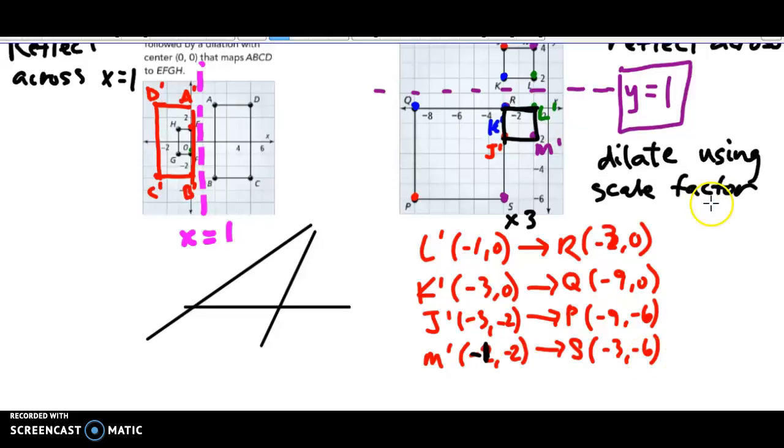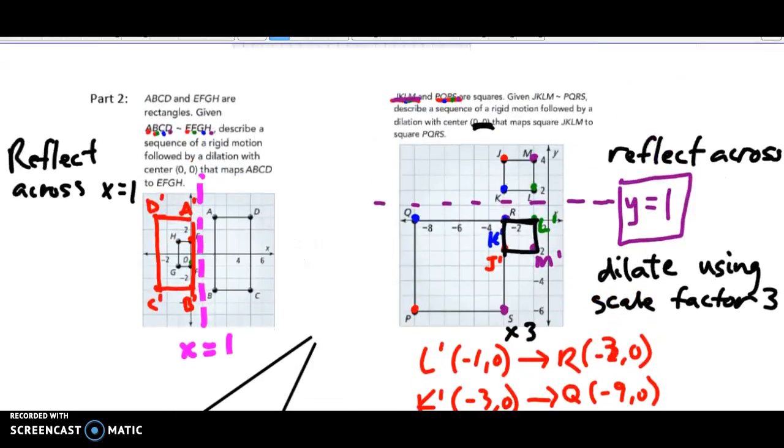So our scale factor is a 3 in this case because all of my points are 3 times as far away from the origin. So those were the two transformations we had to make. We had to reflect this square across the line y equals 1 and then dilate it using a scale factor of 3.